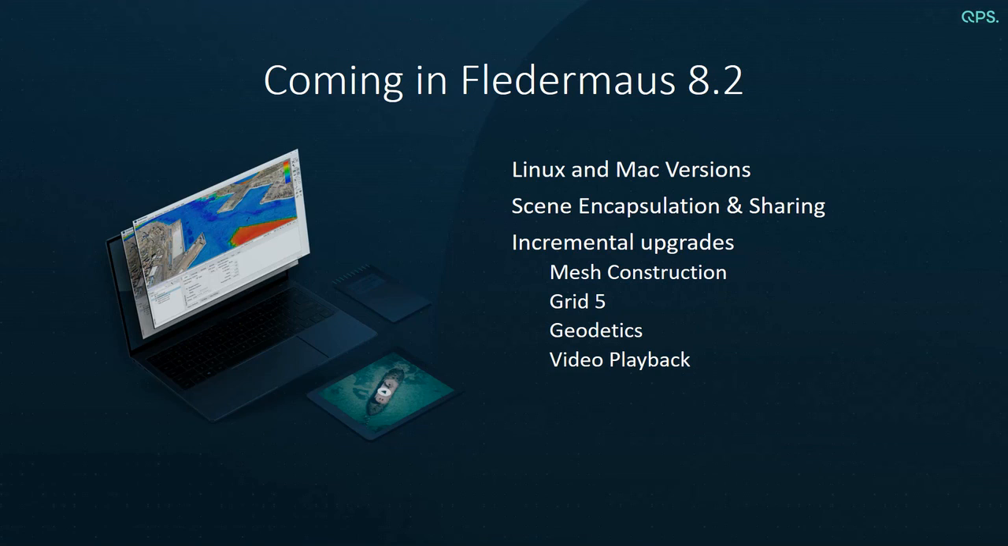Another thing is we've improved how you're working with scenes. It's an easier way to go from a project, with all your individual things that you add to a scene, to then having the ability to encapsulate that in a shared scene that bundles it all together and compresses it in an easy way to distribute to another QPS user or directly to someone using the Fledermaus free viewer. Also, we have a number of incremental upgrades, as I've highlighted, like easier mesh construction. Our core surface, which is using the Grid 5 structure, has been updated. We're continuously improving our geodetics, as well as there being a number of optimizations for video playback, something I didn't talk about today, but the ability to take full motion video, combine that with a track line and a time reference, and play that back in your scene as well.